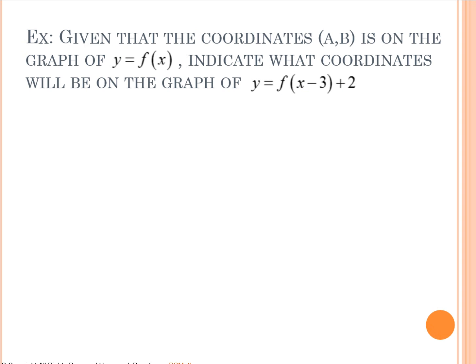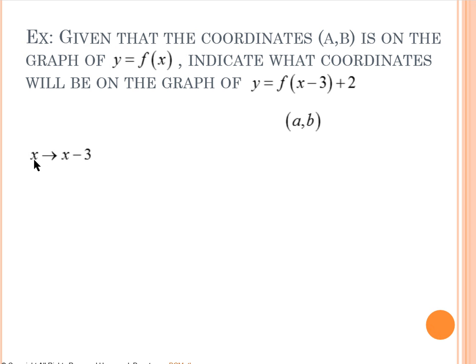All right, let's take a look at the final example for today's lesson. Given that the coordinates (a, b) is on the graph of y equals f of x, indicate what coordinates will be on the graph of y equals f of x minus 3 plus 2. All right, so I have y equals f of x, and that's being changed into y equals f of x minus 3 plus 2. And the point (a, b) is located on the graph of y equals f of x. So how will the point (a, b) change when I apply these translations here?